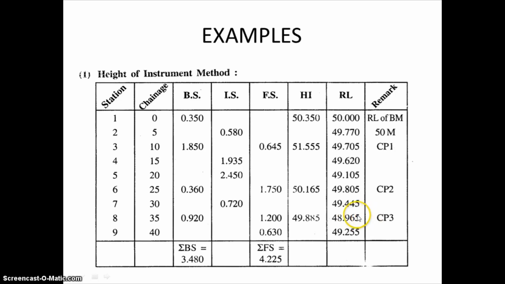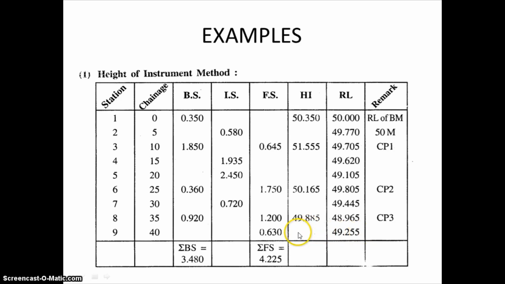Then again your change point is taken, so you have to again calculate the new HI. So how will you calculate? 48.965 plus 0.920, that is 49.885. And then only one reading is there, 0.630, that is foresight. You will deduct it from this 49.885. You will get new RL, that is 49.255.